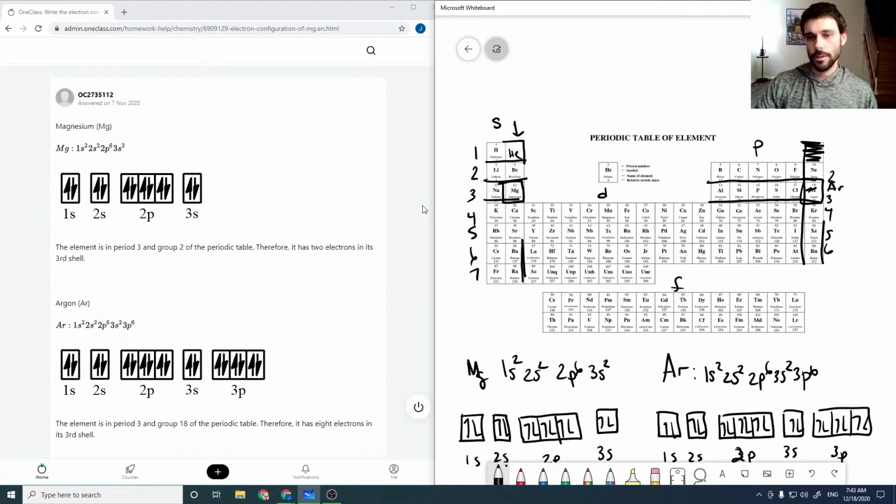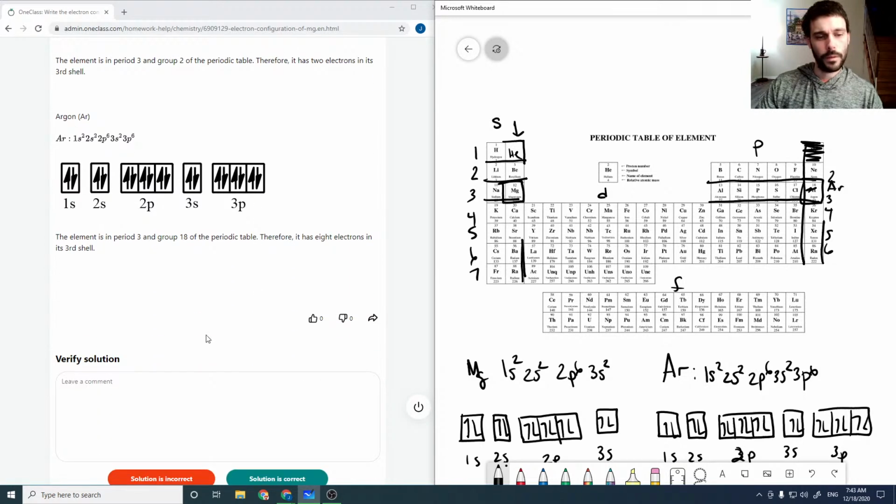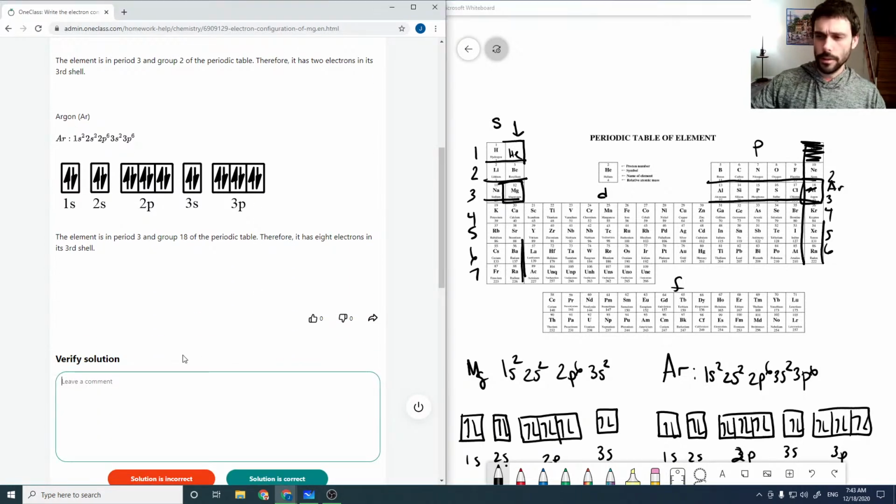2 electrons in its third shell. So basically the configurations will be very similar as we go down the table. So I'd say that looks good. Solution is correct. That looks good.